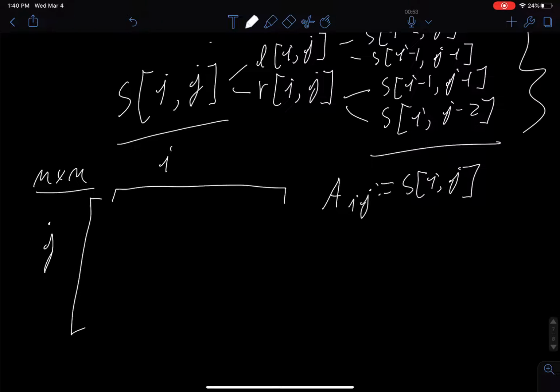The first thing that we observe is that we only care about entries s sub ij such that j is greater than or equal to I, because otherwise it's meaningless, right? There's no real interpretation for 5, 1. There are no values that are greater than or equal to 5 but less than or equal to 1. So in other words, this is going to be an upper triangular matrix. Everything below the diagonal is just going to be all zeros.